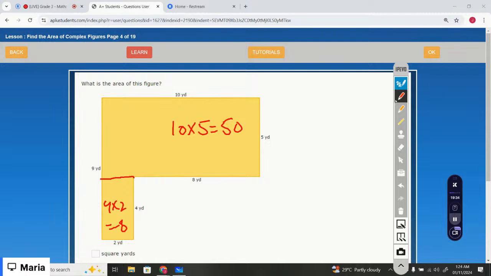What don't you understand? You know how to calculate the area of a rectangle? This is the rectangle. For this rectangle, the length is 5, the width is 10, right?